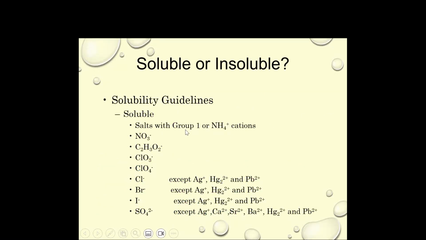Uh-oh, potassium is in group 1. No way. And it's potassium with nitrate. Double whammy, potassium nitrate is not going to form a solid. It is going to be soluble. It is not going to form a precipitate. Those potassiums and the iodides will just stay in solution.